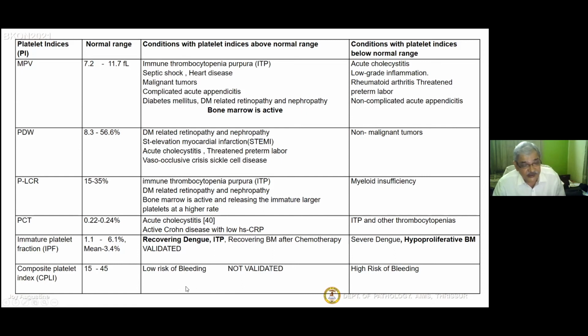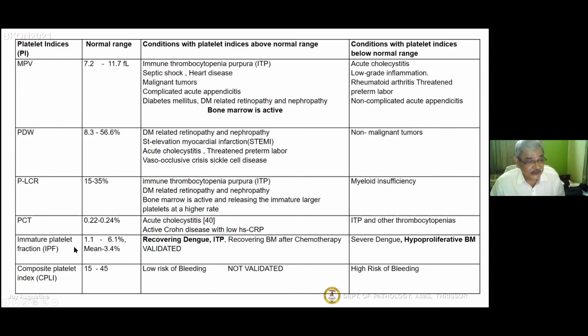It is basically, what happens is that the total platelet count in lakhs is multiplied by the mean platelet volume. And this is supposedly going to give you the total platelet volume. And this is directly proportional to the risk of bleeding. For example, if it's very high or above normal range, there is very low risk of bleeding. So that's one of the points, but this is not validated yet. Only a few papers have come out based on this.